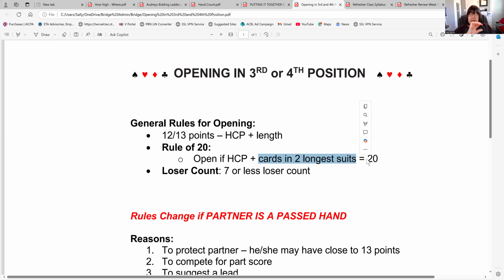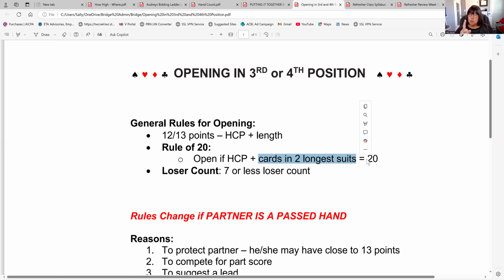The people that get in the first shot in the auction, those are the people that control the auction. So if you can open, you want to open. You will never not open if you have 13 points. I make my beginning bridge people make a pledge to me that if they have 13 points or more, they will open.